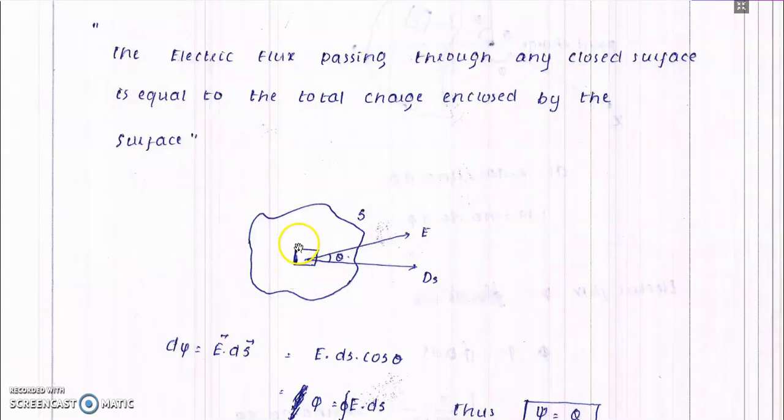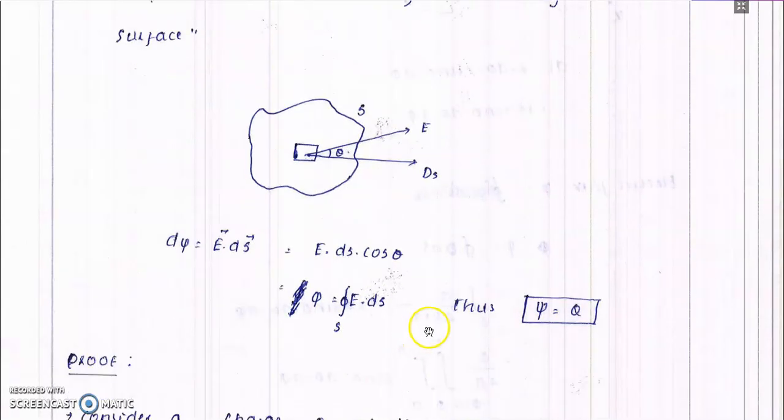Let us assume a diagram. This diagram we already saw in the calculation of electric flux density. Let us assume this is a dS, a surface integral. Here D is the electric flux density, and here E is the electric field intensity. So the total d psi is the integral, in vector form, of the dot product E dot dS, which is equivalent to E dS cos theta. So in terms of psi, it is the integral of E dot dS.